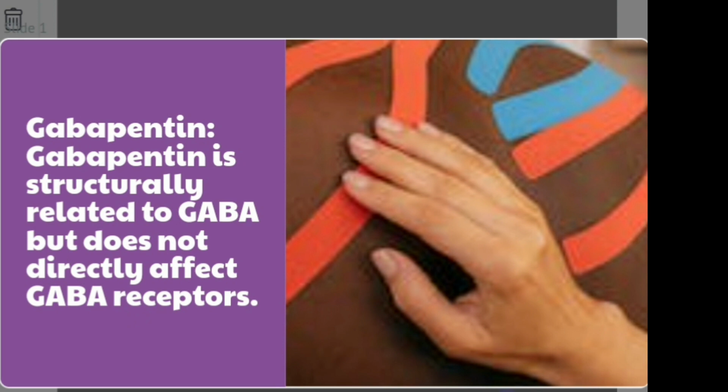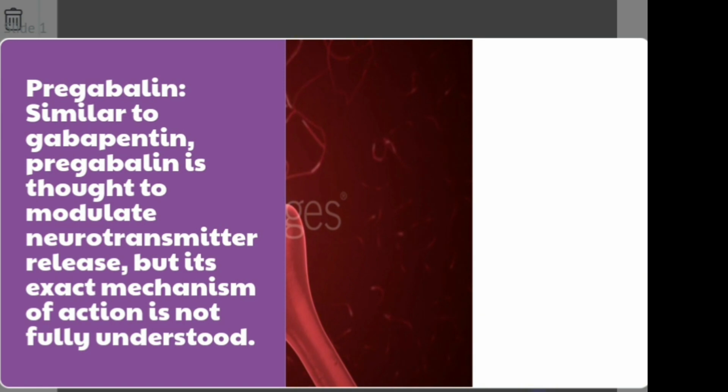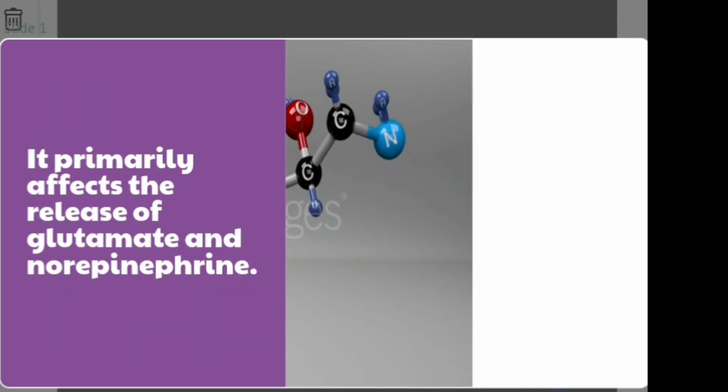Gabapentin. Gabapentin is structurally related to GABA but does not directly affect GABA receptors. It appears to modulate the release of certain neurotransmitters in the brain, including glutamate and norepinephrine, which can reduce neuronal excitability. Pregabalin. Similar to gabapentin, pregabalin is thought to modulate neurotransmitter release, but its exact mechanism of action is not fully understood. It primarily affects the release of glutamate and norepinephrine.